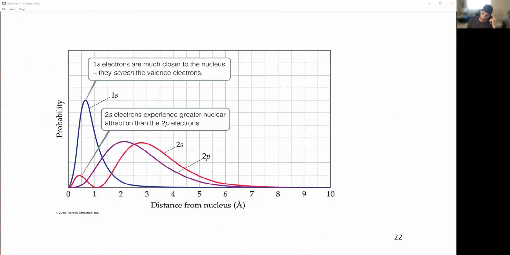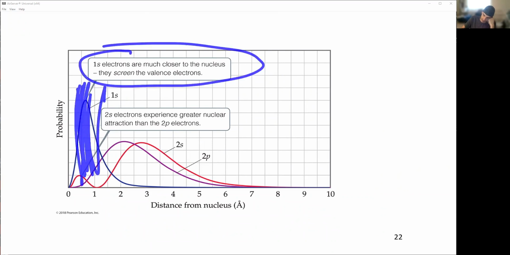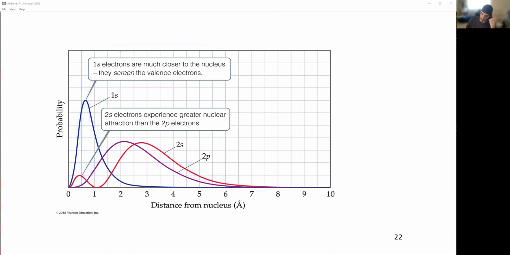Not all S and P and all of their numbers are created equally. So 1s electrons are much closer to the nucleus. They screen the valence electrons. These things do a great job. Let's say we're talking about a 2p electron or a 2s electron. These are all in the way of, right? Because they are all congregating around this region, they're all in the way of that outer shell of electrons, that 2p electron.